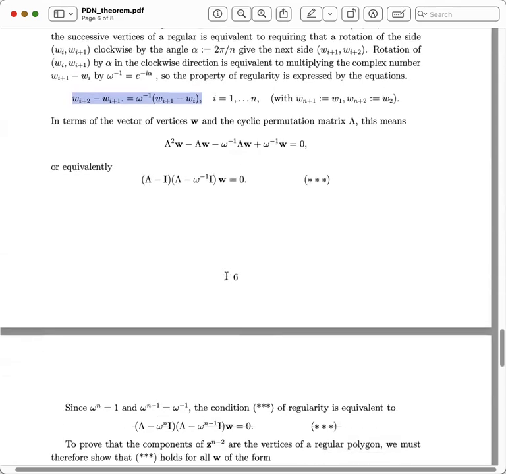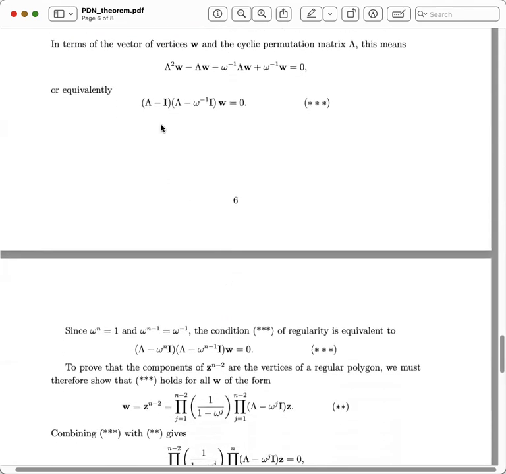Now for what follows, it'll be more apparent to rewrite this equation, replacing the number 1 that is the coefficient in front of the identity matrix by omega to the n. Since omega is the nth primitive root of unity, omega to the n is 1, so we can put in an omega to the n in this factor instead of 1. And similarly, omega to the minus 1 can be replaced by omega to the n minus 1 for the same reason.